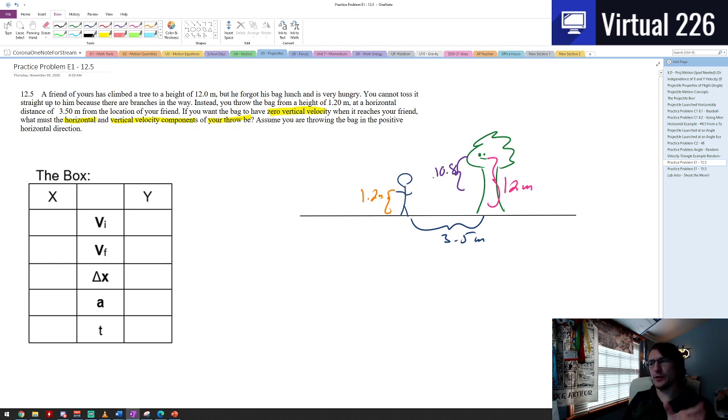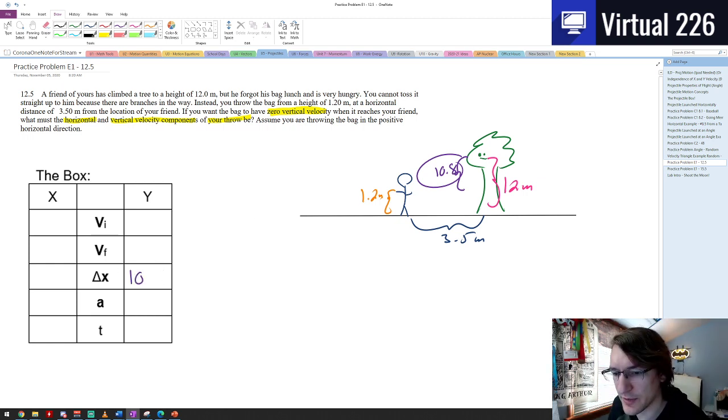So what can we put into the box from this picture? Well, if you're throwing the bag 10.8 meters up, we know the bag's displacement in the vertical direction is a positive 10.8 meters. We also know the bag has to go to the right 3.5 meters, so that's the delta x in the x direction. What else do we know? We know that whenever the bag gets to your friend, we want it to have zero vertical velocity. So that means our final velocity in the y direction is going to be 0 meters per second.